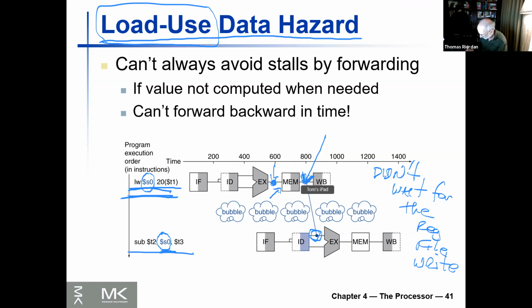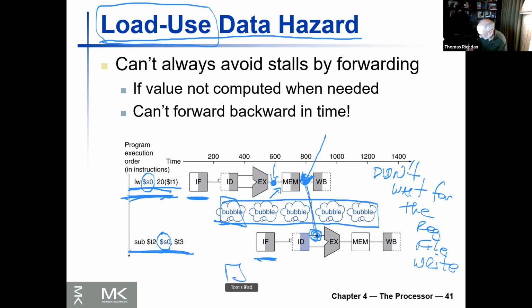So the earliest we can forward the result of the load is from this point here. And that means that this instruction is delayed by an instruction from the load. So the use of the load is delayed by one. So this is bad, but we can't do this. We can't move this guy here.